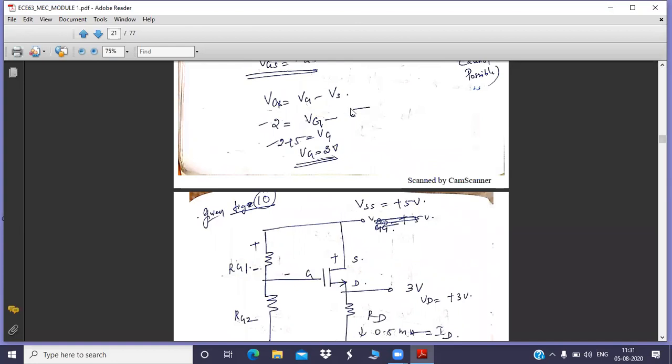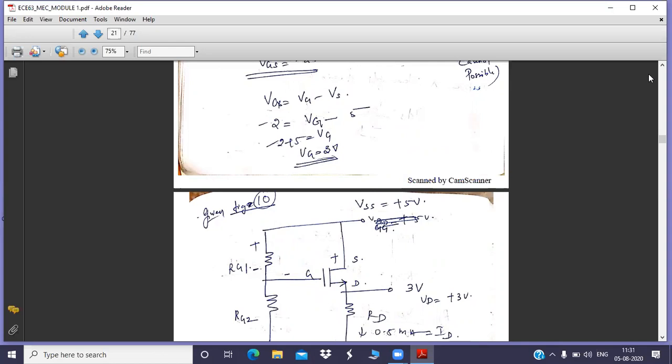So here we will put 5 volt for VS and solve for VG. Minus 5 we can take to the left side. So minus 2 plus 5 is 3 volt. So VG is 3 volt. Now you have VS with you and you have VG with you. VS is 5 volt, the source is the same as the supply, isn't it? Because there is a direct short circuit here. So VS is 5 volt and VG we have solved as 3 volt.